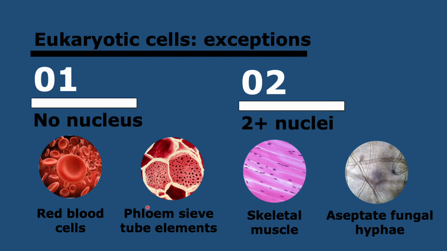There are some cells that don't have a nucleus. These are red blood cells. That's because these carry oxygen, so if they had a nucleus, they wouldn't be able to carry as much oxygen and they wouldn't be as flexible. And then phloem sieve tube elements, these allow sap to go through in a plant, so through the stem. So the lack of nucleus allows for the sap to flow through. And then there's also cells that have more than one nucleus, which again is an exception. So skeletal muscle, this is because these cells are formed by other cells fusing together, so the nuclei bundle, and then a septate fungal hyphae.